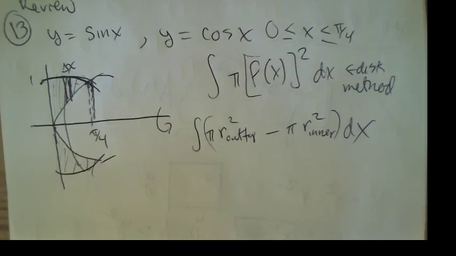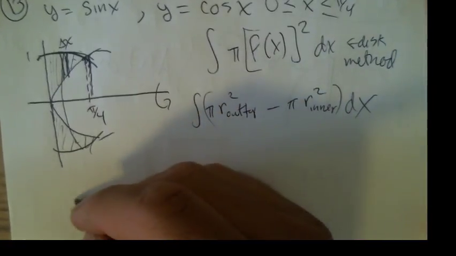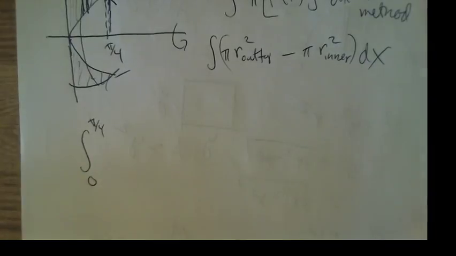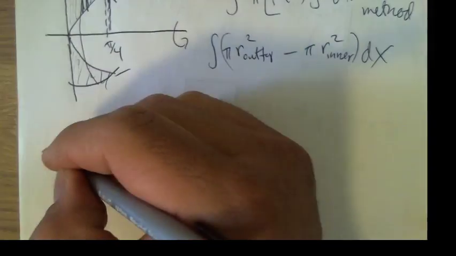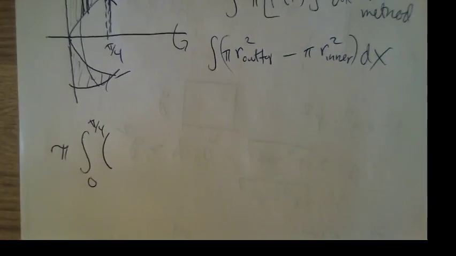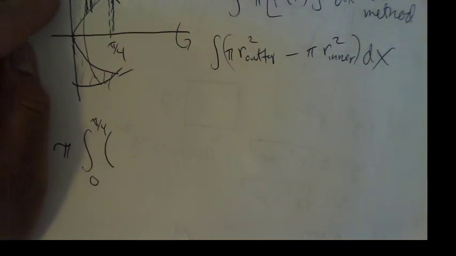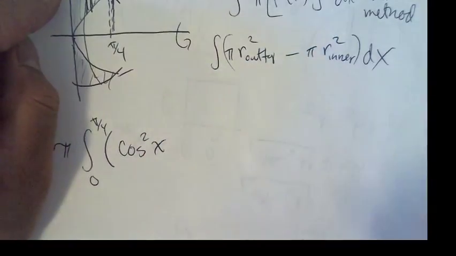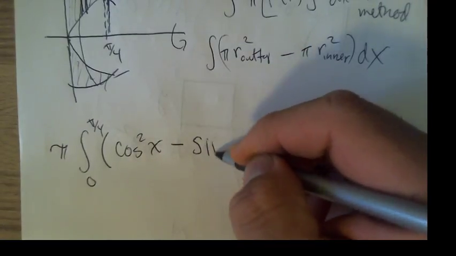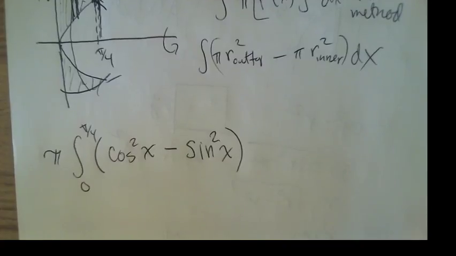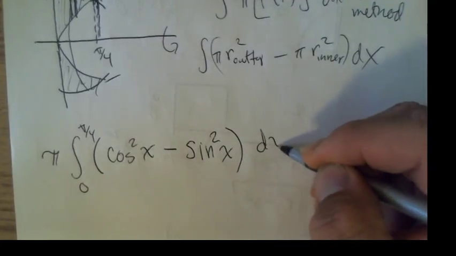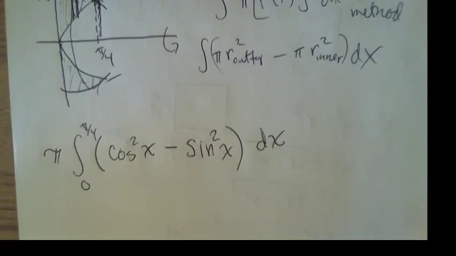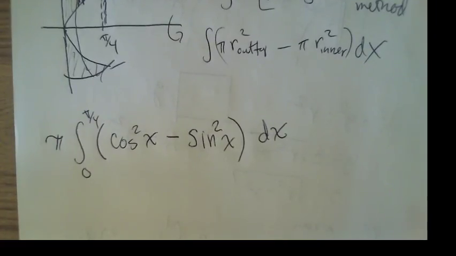Okay, so what we'll have here is my integral is going to run from 0 to pi over 4, where they intersect. And I'm going to factor out the pi from both of them. I'm going to take the pi out here. And the radius of the outer one squared is cosine squared x, minus the inner one, sine squared x. All right, and that'll be times dx. Okay, any questions so far?